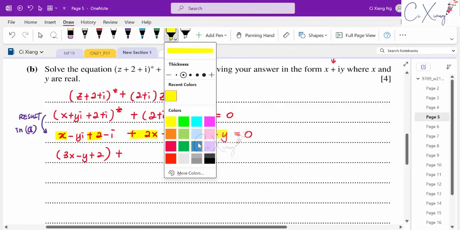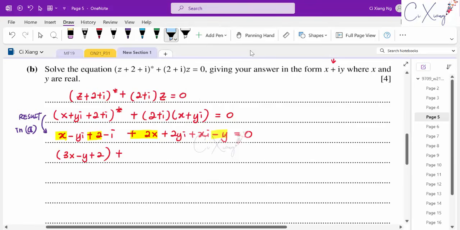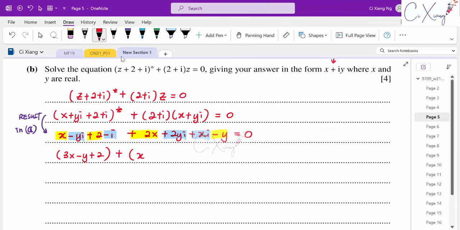And now I want to group all the imaginary parts together. Imaginary part means something with the i, right? So I'm having negative yi minus i plus 2yi plus xi. So if I group all these blue highlighted terms together, by right I will have x plus y minus 1, and then I take out the i. So I put the i back on the bracket and then equals 0.